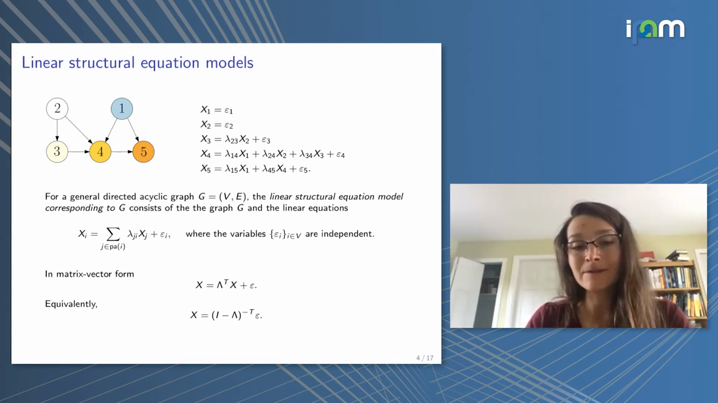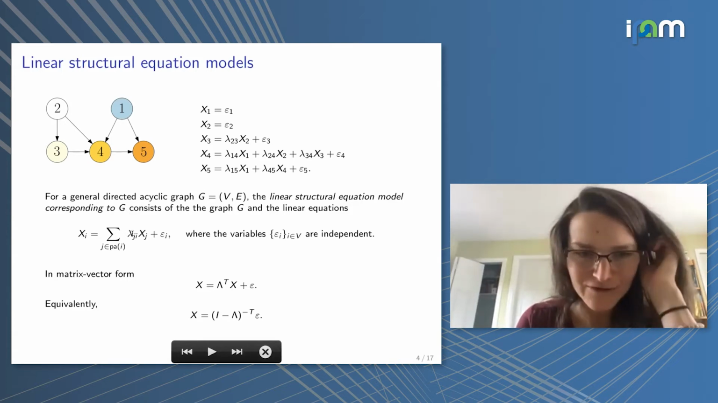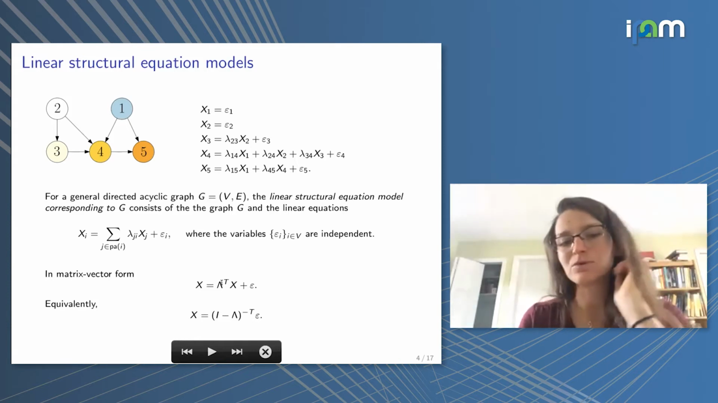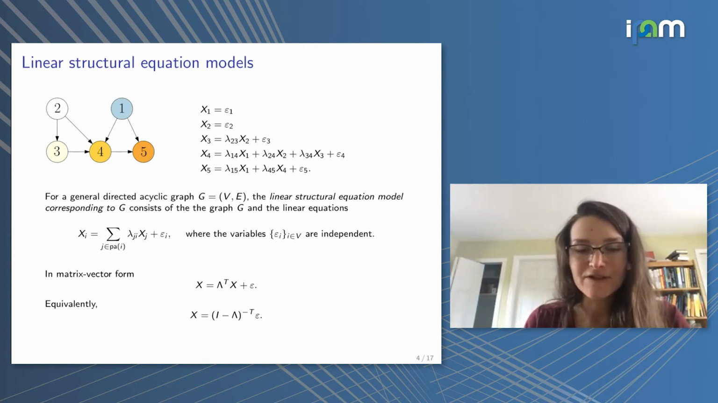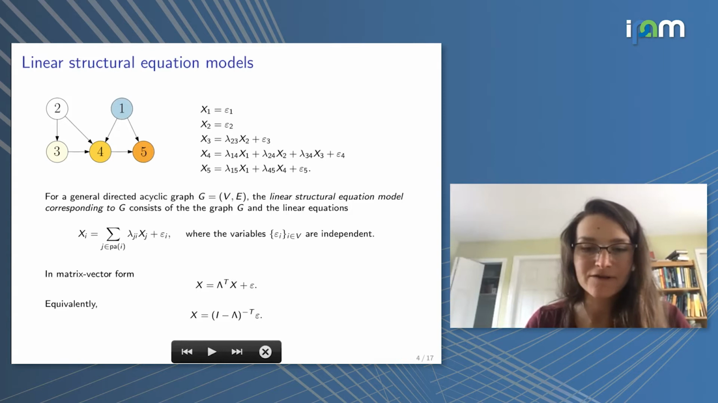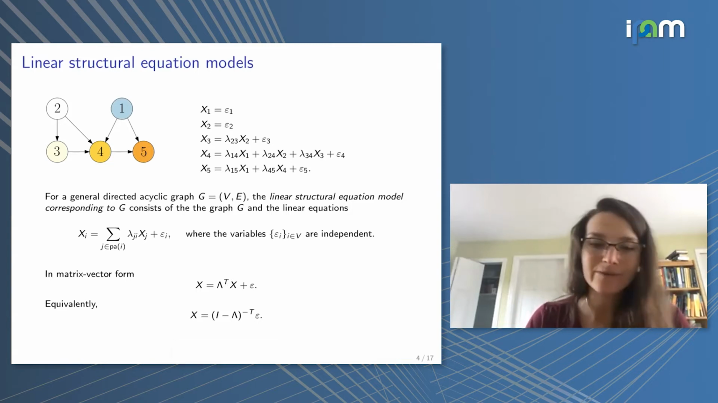So here lambda is a matrix which has zeros everywhere except if there's an edge from i to j. In that case, the entry lambda ij is non-zero. It's one of these coefficients. And because this is a weird expression here with ji, we need the transpose, so that we have ji instead of ij. Equivalently, we can put this term on the left. So we're going to have (I minus lambda transpose) x equals epsilon.